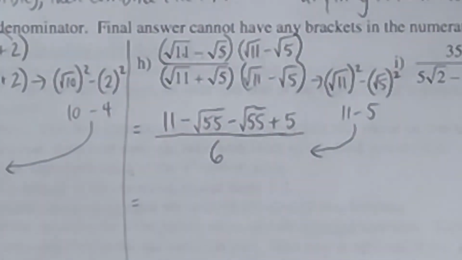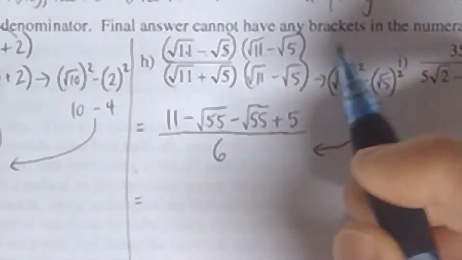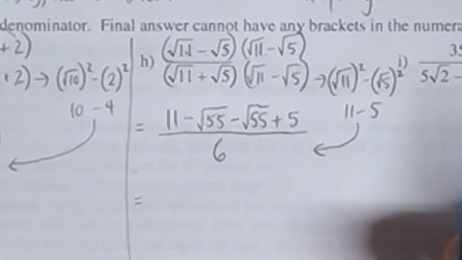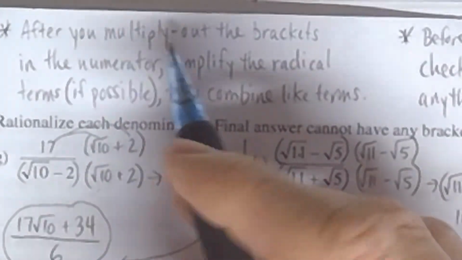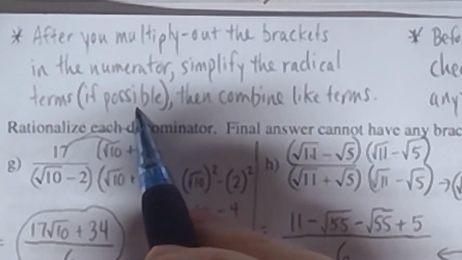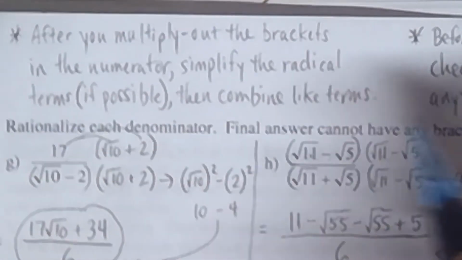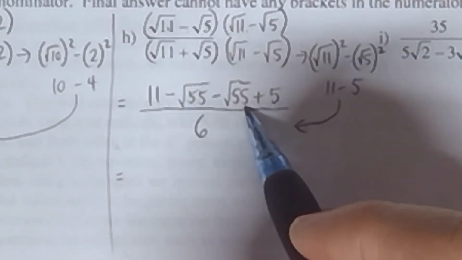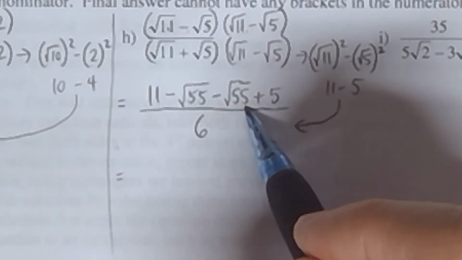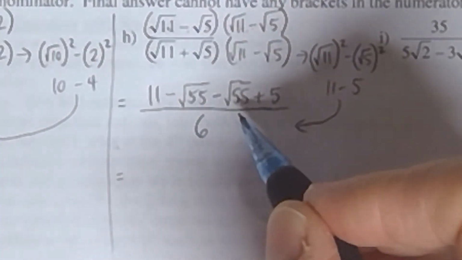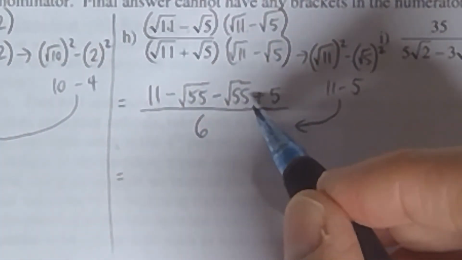Now, there's one additional thing that I need you to do on this problem, okay? We did clear out the brackets in the numerator like they asked us to, but there is one other thing that they want us to do. After you multiply out the brackets, I wrote it down up here, after you multiply out the brackets in the numerator, simplify the radical terms if possible, then combine like terms. Are these radical terms already simplified? Yes, they are, but just double check, okay? Then after that, assuming that they already are, and if they're not, do that first after you multiply out the brackets.